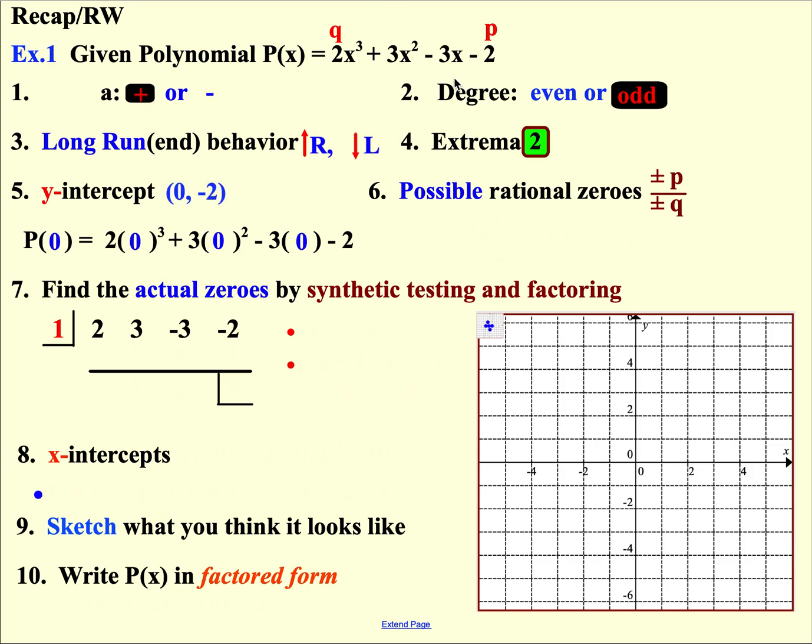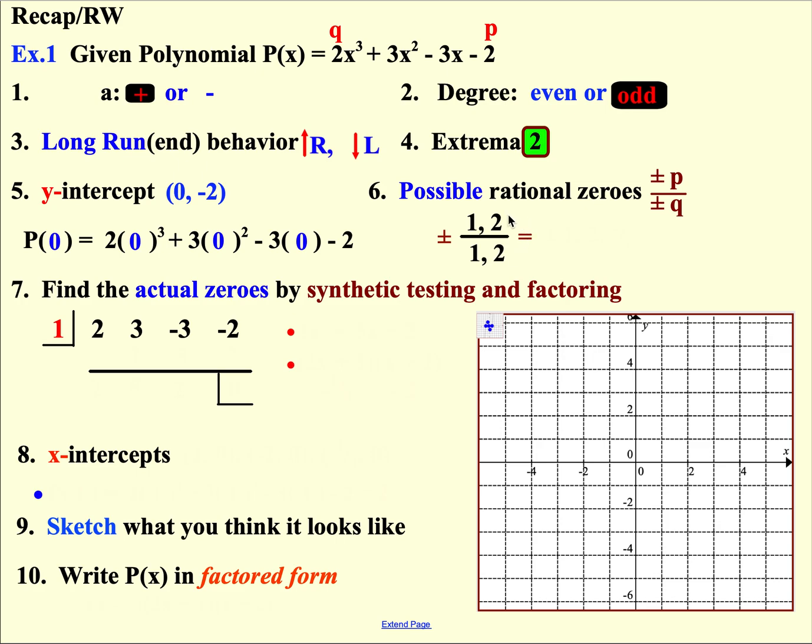Now, because it doesn't factor, and we're going to need to find zeros, which means synthetic testing, we're going to have to generate a list P over Q. So we're going to start by doing the factors of P over the factors of Q. The factors of the same number this time. I don't know if that's a little confusing or not, but P is always the constant term. Q is the lead coefficient. So it turns out the same number, so they have the same factors.